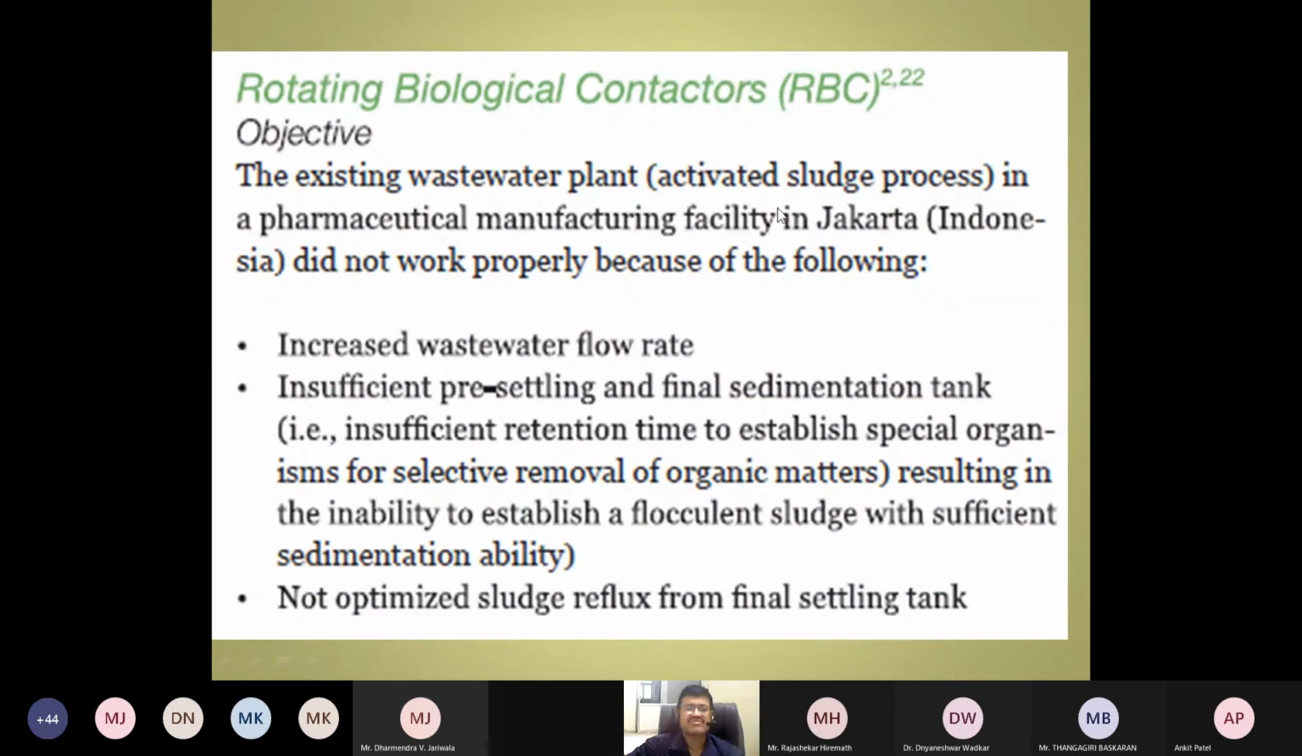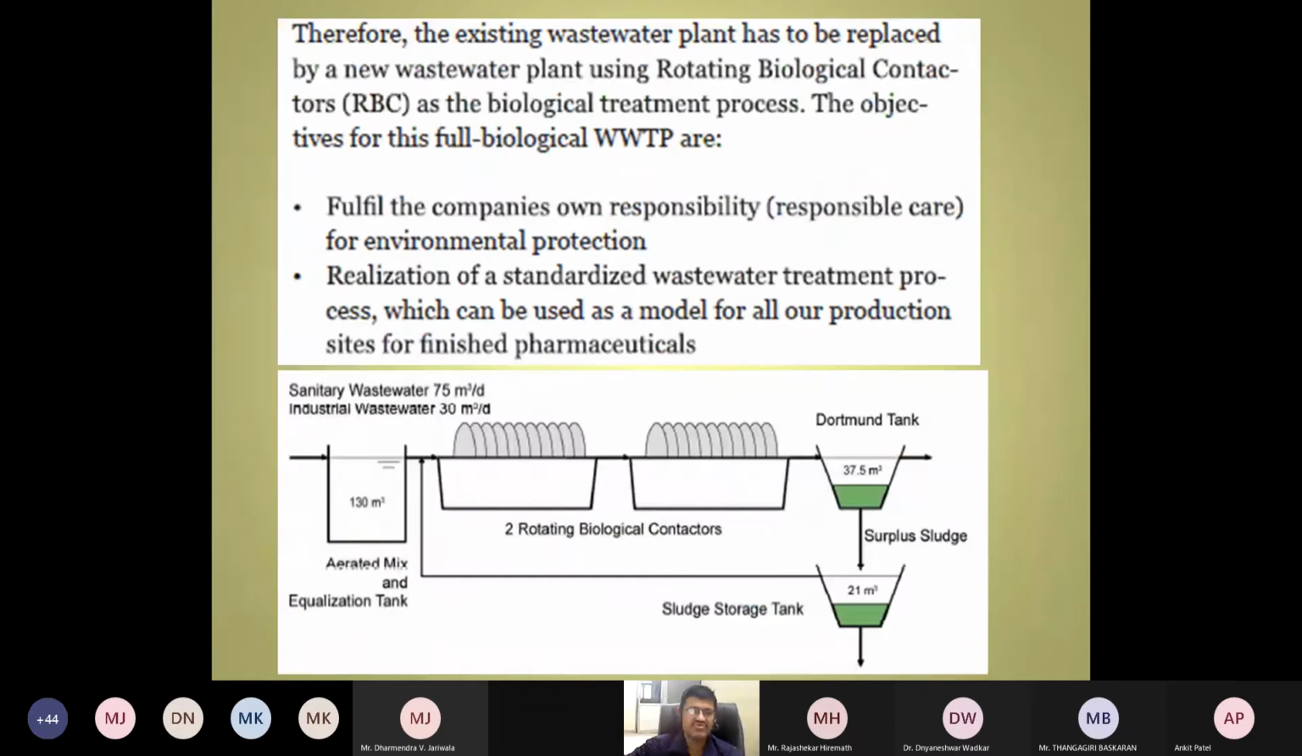This is one case study where earlier an activated sludge process was there, and it was not working properly because of increased wastewater flow rate, inefficient pre-settling, final sedimentation tank, and not optimized sludge recycle. Then what they did, they provided this rotating biological contactor. The company then mixed the sanitary wastewater, 75 meter cube per day, with their industrial wastewater, 30 meter cube per day, and two rotating biological contactors were provided, and it is giving very good BOD removal efficiency.